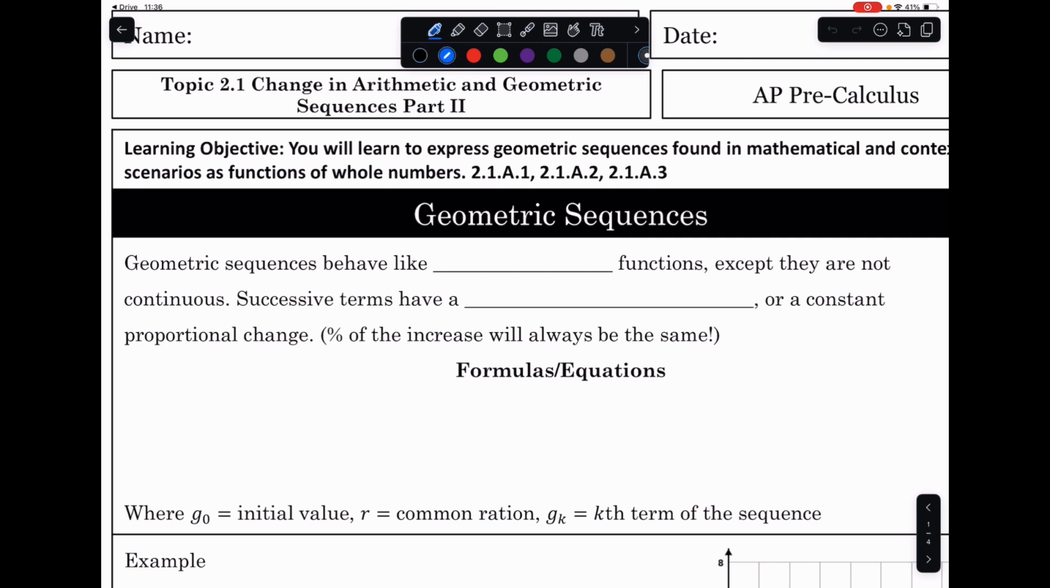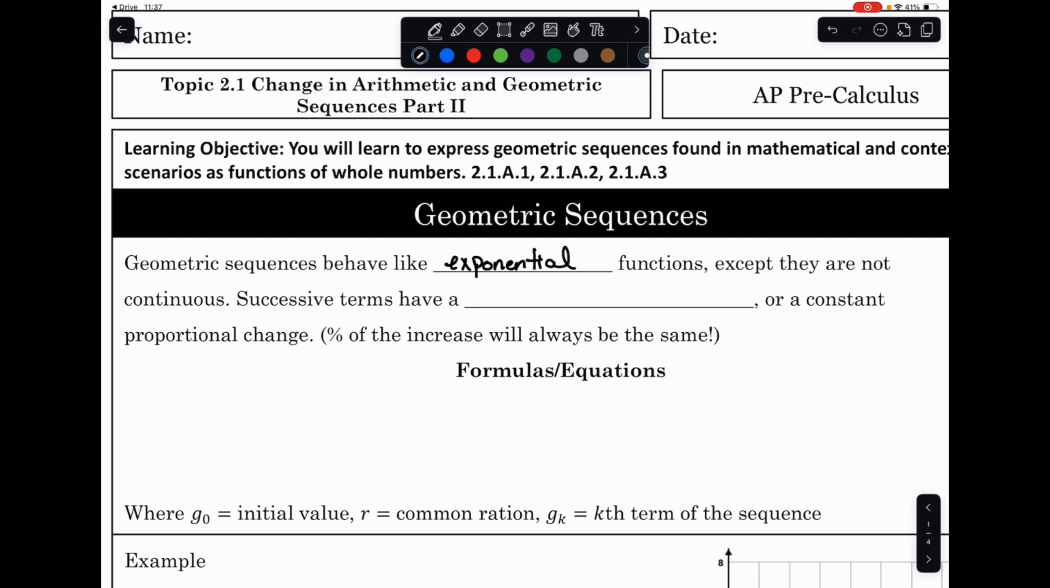Now, a geometric sequence does not behave like a linear function. This one behaves like an exponential function. We haven't covered exponentials in this course just yet. We will, and we'll talk in more detail about what an exponential function is. Now, very similar to arithmetic sequences, they are not going to be continuous.